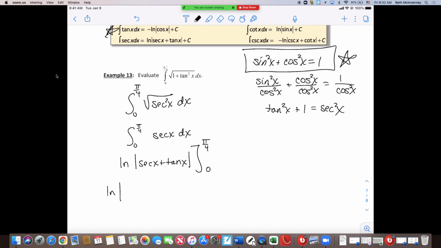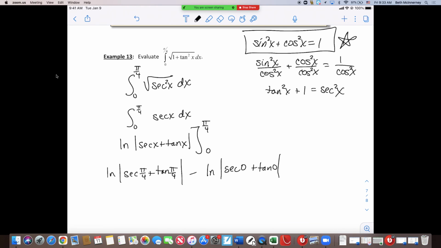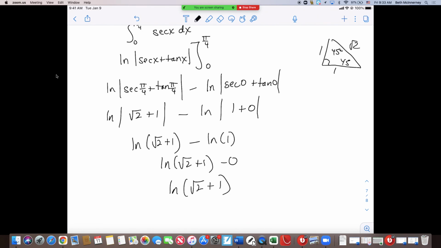So this would be the natural log, absolute value, secant pi over 4 plus tangent pi over 4 minus the natural log, secant 0 plus tangent 0. Oh, so we're going to need our unit circle. So the secant of pi over 4. If you need a 45, 45 right triangle, 1, 1, square root 2, that's square root 2 plus 1. Secant 0 is 1. Tangent 0 is 0. Now, square root 2 plus 1 is positive. So that is the natural log of square root 2 plus 1. This would very likely be a no calculator problem.